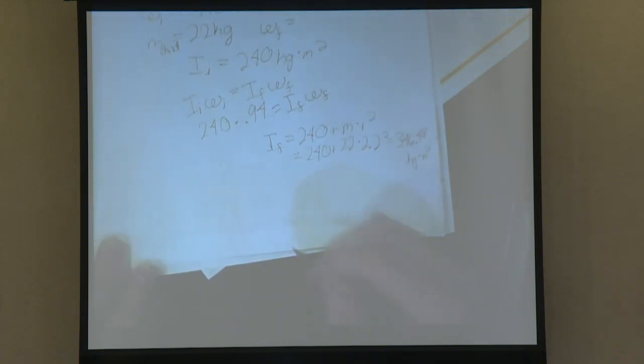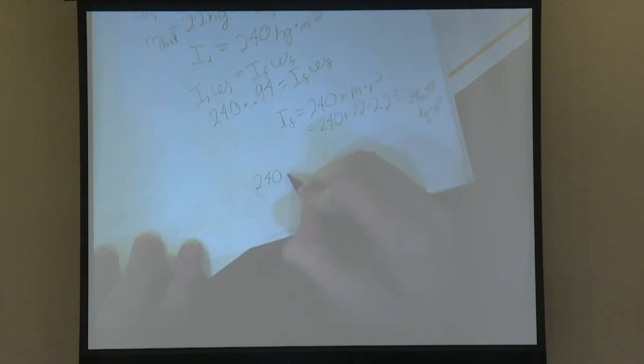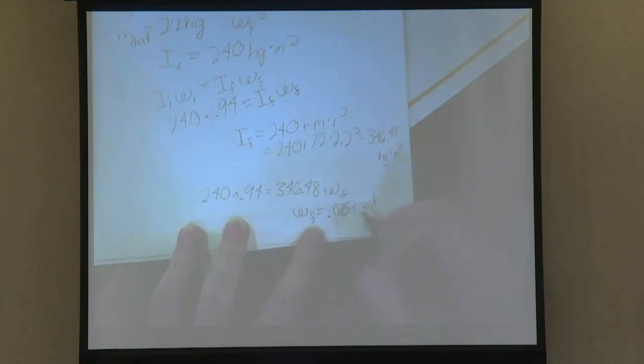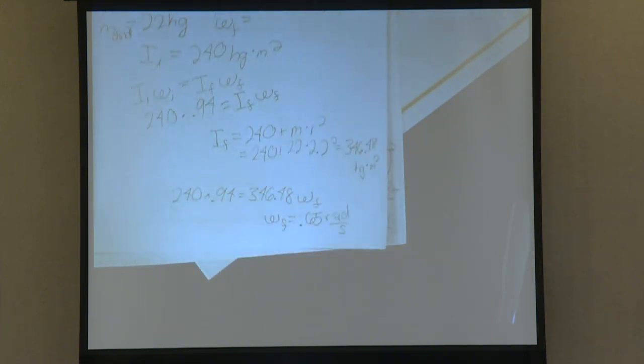And we can plug that back into the formula too. So 240 times 0.94 equals 346.48 times our final angular velocity. So calculating by multiplying 240 times 0.94 divided by 346.48, our final angular velocity will be 0.65 radians per second. Okay.